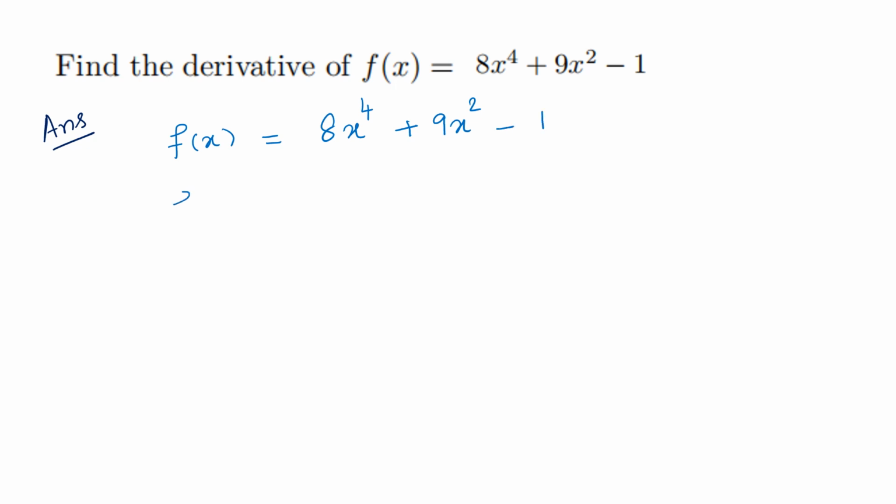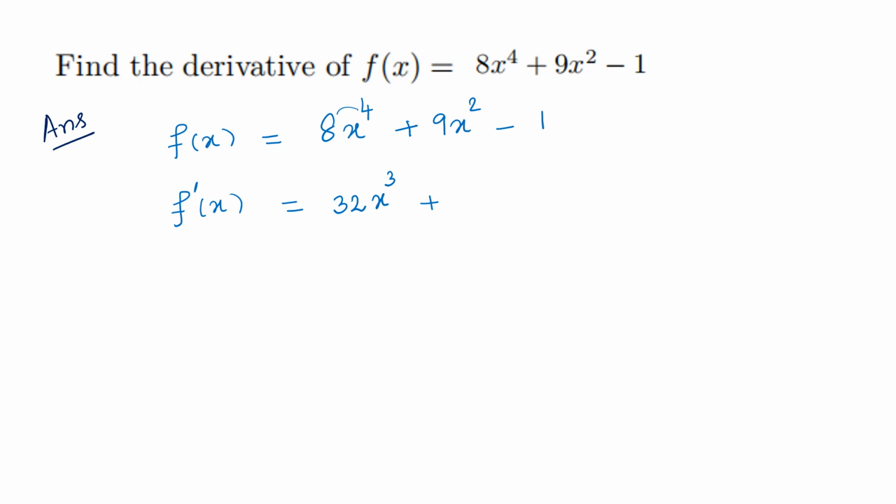The derivative of f(x) is denoted by f'(x), which is equal to, as I already told you, try to write directly. This 4 and 8 multiply and write here. So 4 times 8 is 32. x to the power, here already 4 is available, so 4 minus 1, 3. So the first term's derivative is completed. Now the second term.